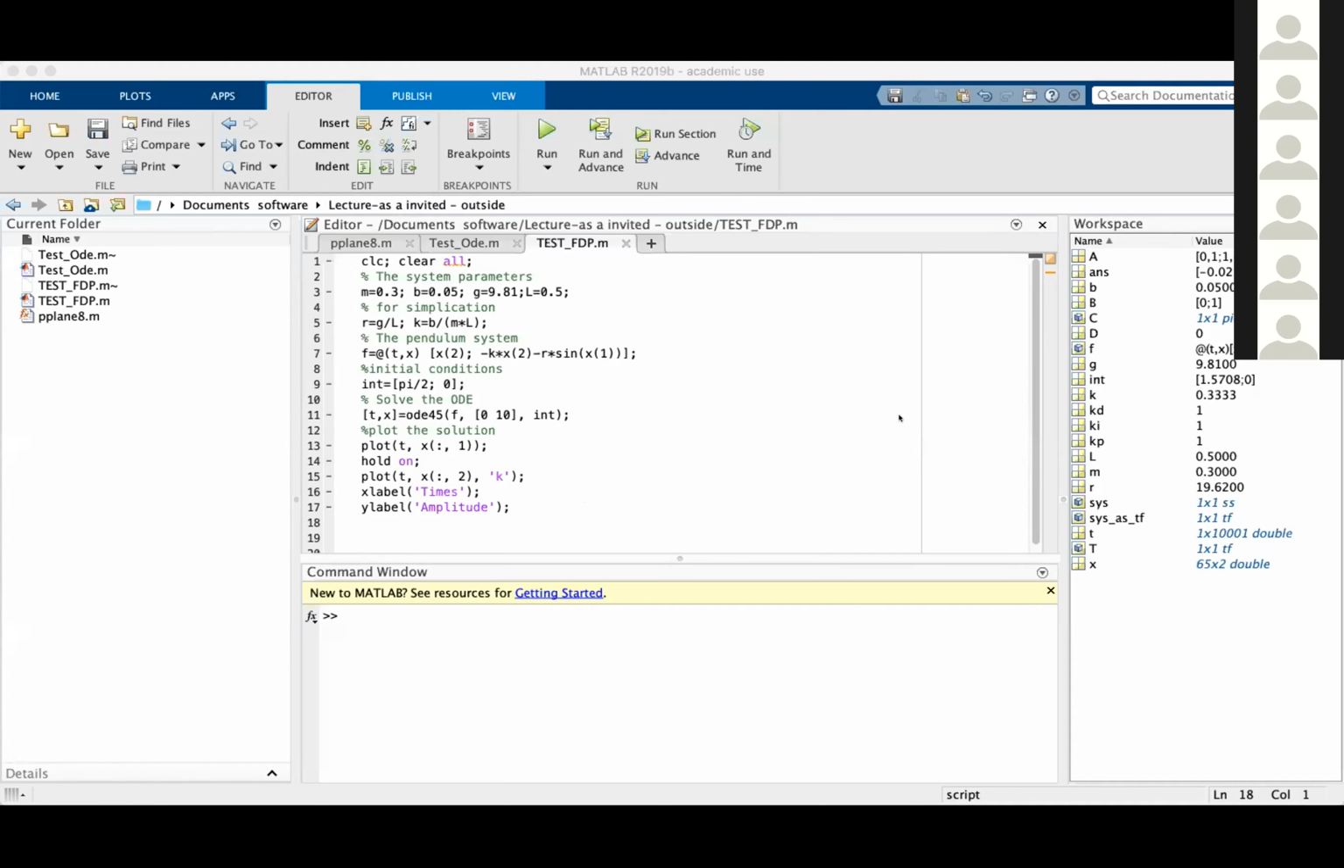Yeah. So this screen is visible, Rick. Yes, the screen is visible.